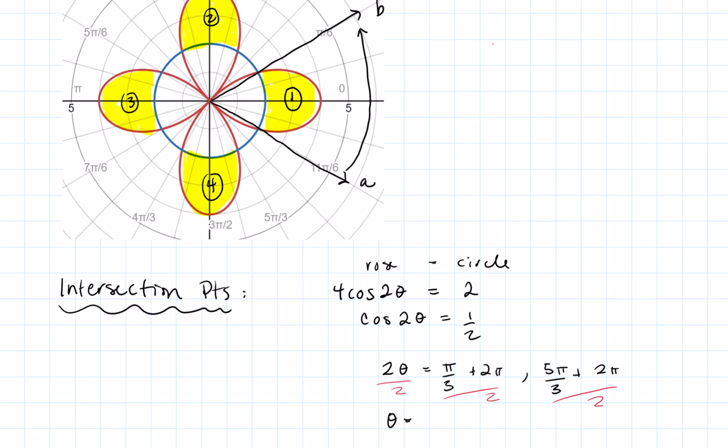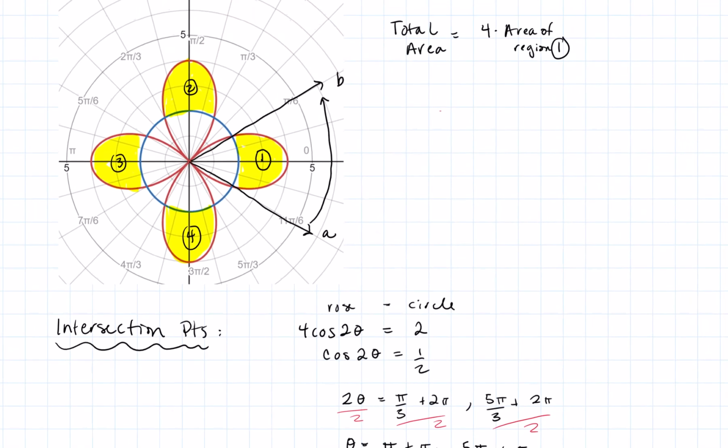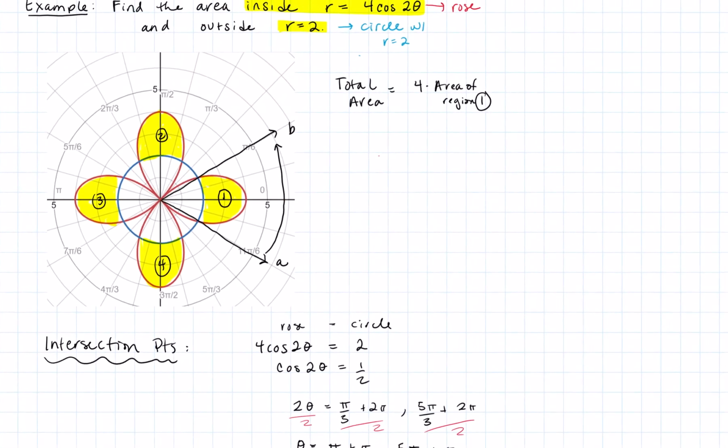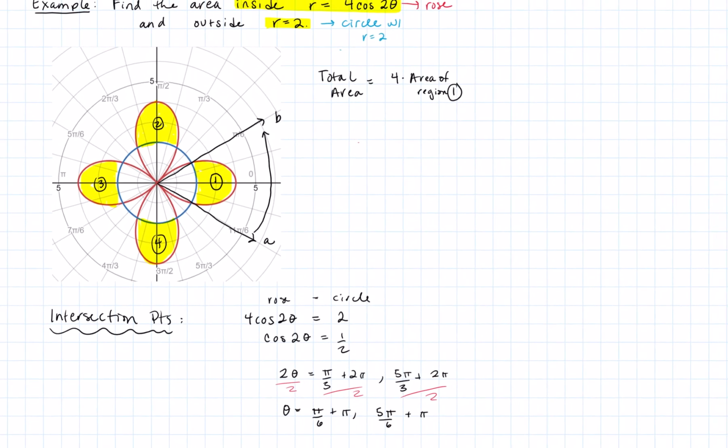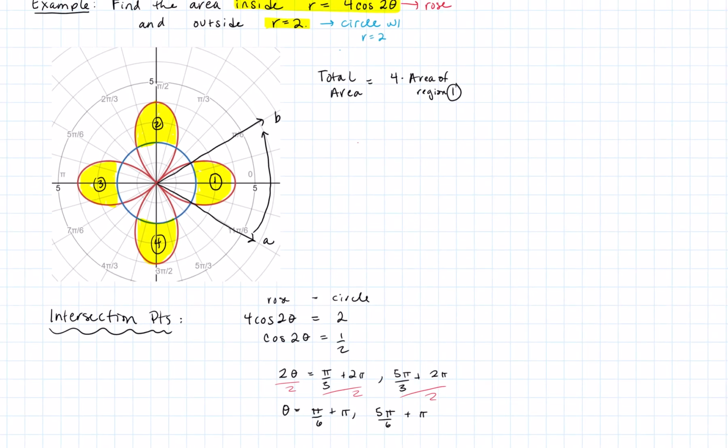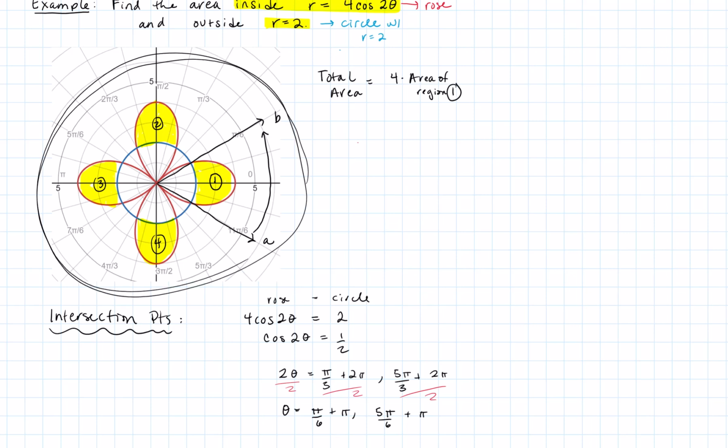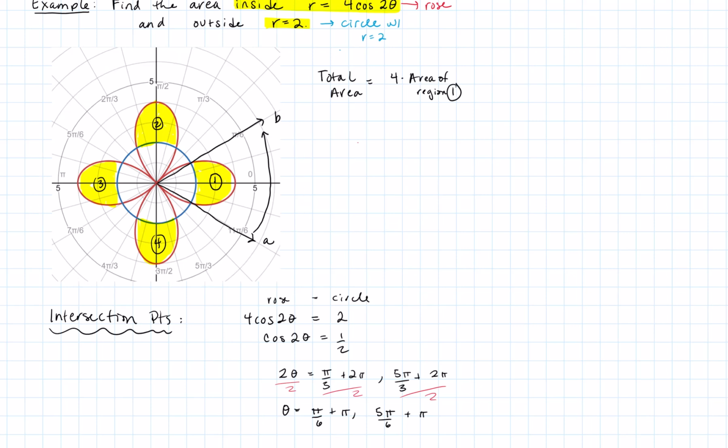So that is going to happen when theta is pi over 6 plus pi and 5 pi over 6 plus pi. And you can kind of see, obviously, we're finding the intersection points, all the intersection points, and there's an infinite number of intersection points because we're working in the polar coordinate system. So, of course, we can just go round and round and round and keep seeing those intersection points. But we want just where A and B are because we're looking for the area of region 1, and then we're just going to use some symmetry.